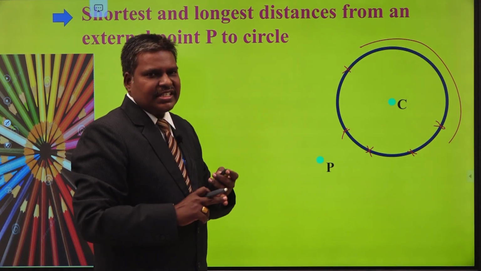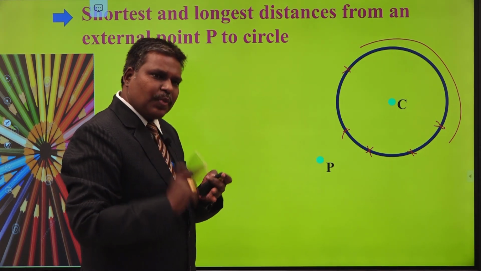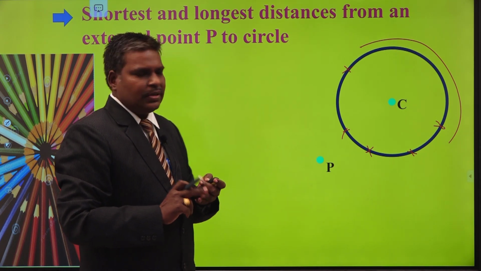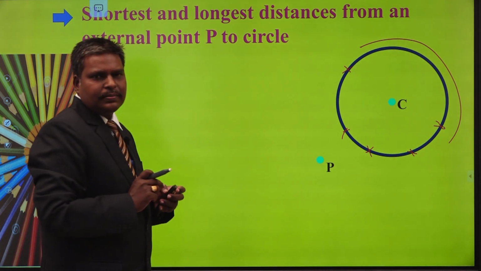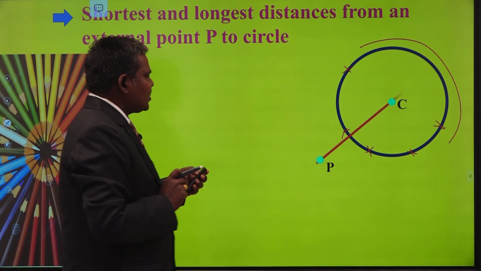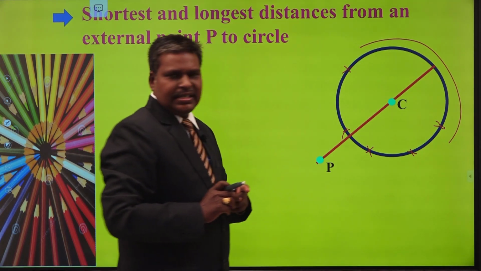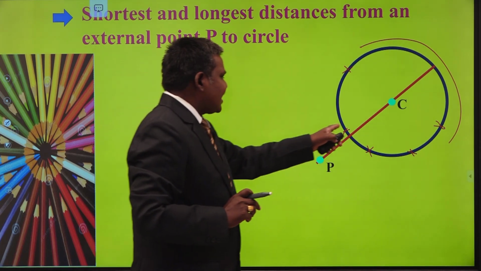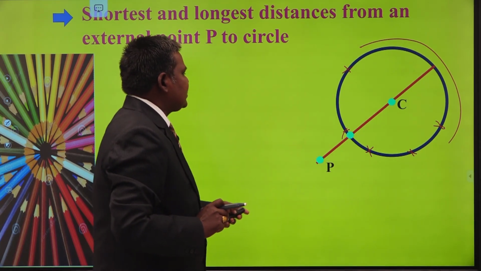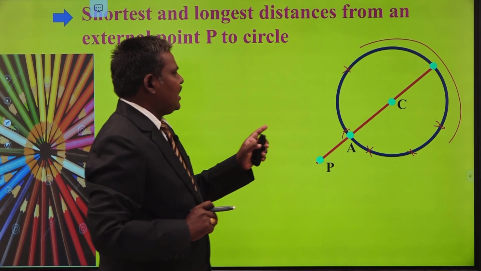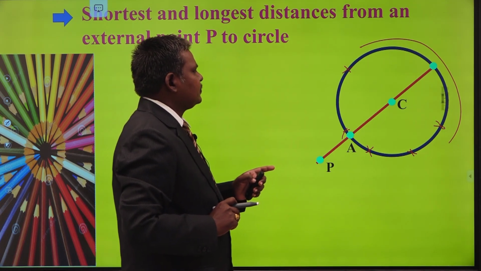So, the shortest distance you can find out, and the nearest point on the circle also you can find out. Understand? How to do this one? Now, I am going to join the center to the given point. It intersects the circle at 2 points. Am I correct or not? This is A, this is B.